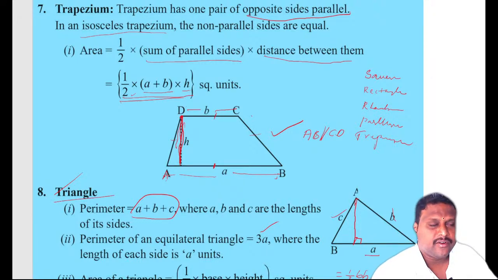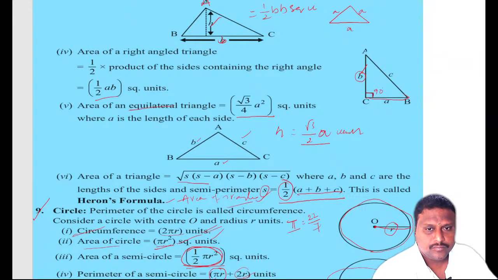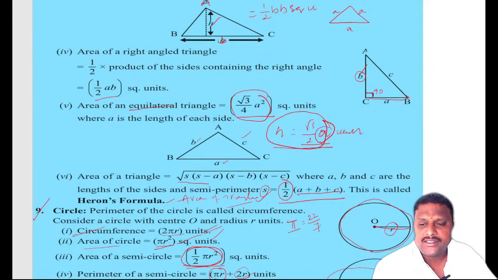Triangle, as we have discussed earlier: perimeter is equal to sum of all sides. Area is equal to half base into height. And area of equilateral triangle is equal to root 3 by 4 a square, and height is equal to root 3 by 2 a. What is a? A is the side of an equilateral triangle. All sides are equal, that is equal to a. Therefore, area of equilateral triangle is root 3 by 4 a square.